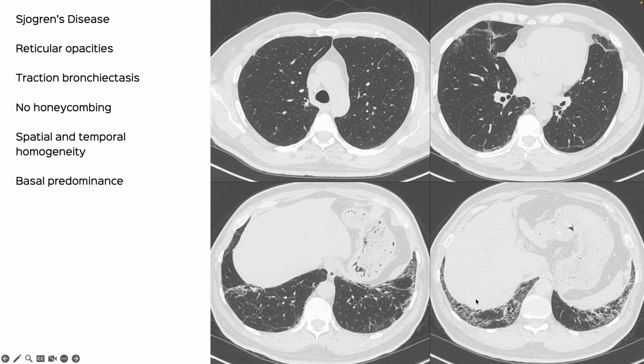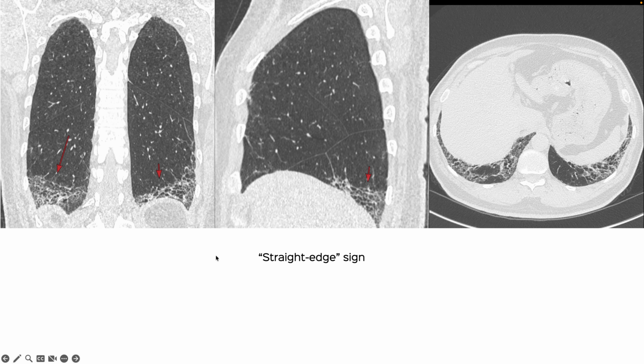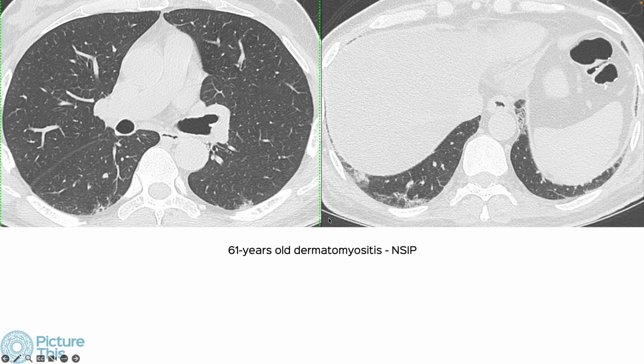And here's another patient with Sjogren's who has a fibrotic NSIP pattern, the traction bronchiectasis, no honeycombing, and spatial and temporal homogeneity. And again, we can see this very sharp margin, and we can see the subpleural sparing. See this beautiful rim here. So you have to look for it. I mean, then you see it. And the patient has a straight edge sign as well.